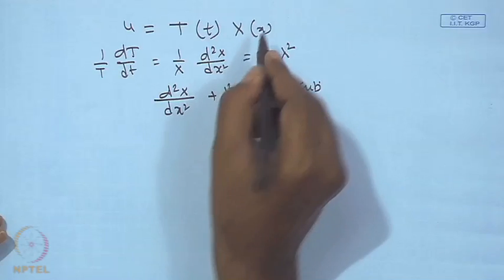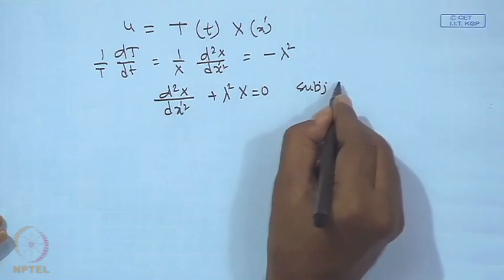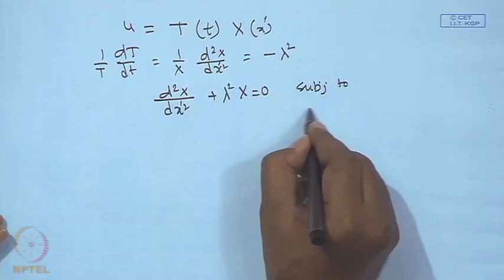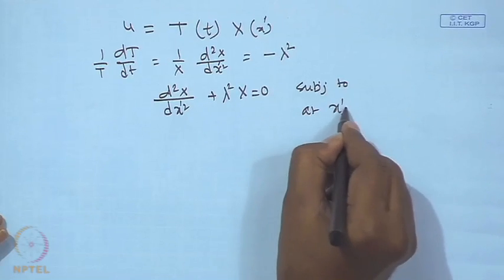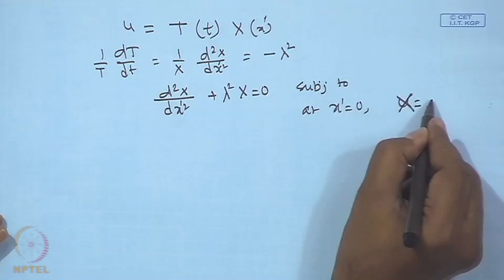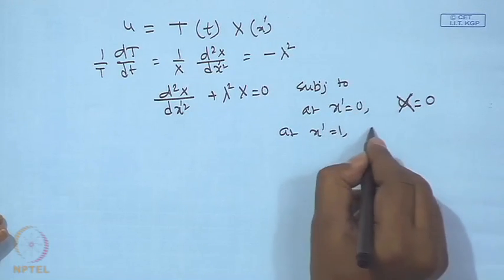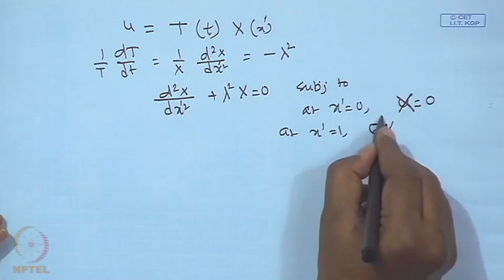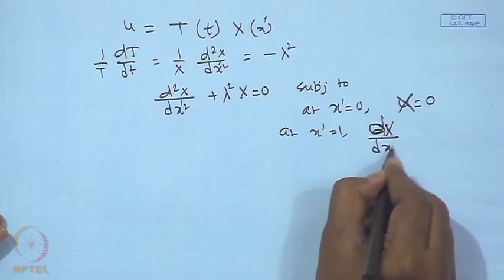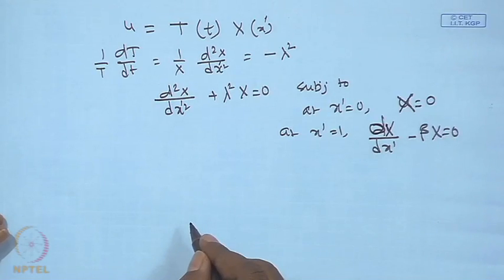This will be x prime. So, there will be x prime, subject to the boundary conditions: at x prime equal to 0, capital X equal to 0, and at x prime equal to 1, dX/dx prime minus beta X should be equal to 0.